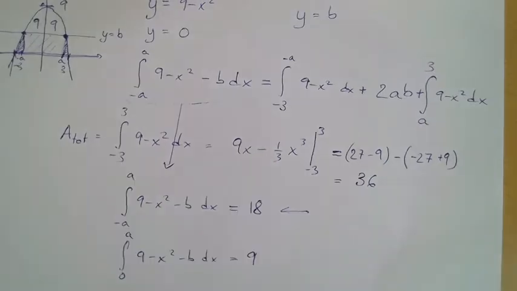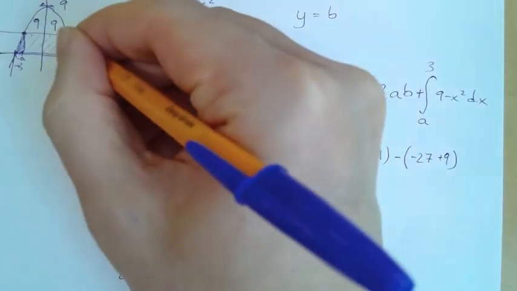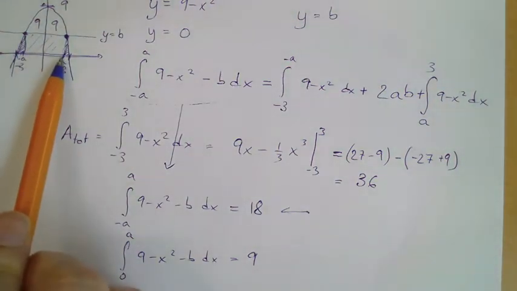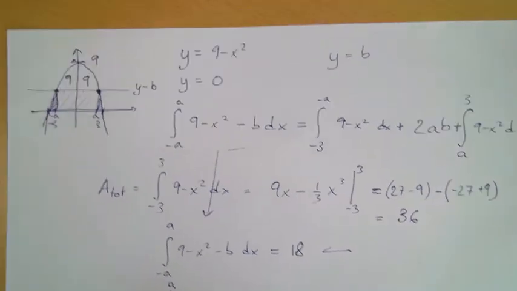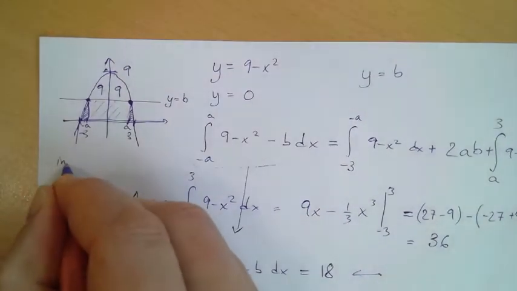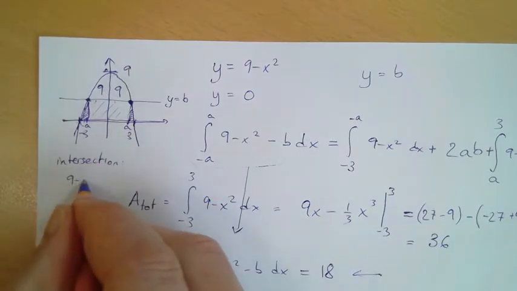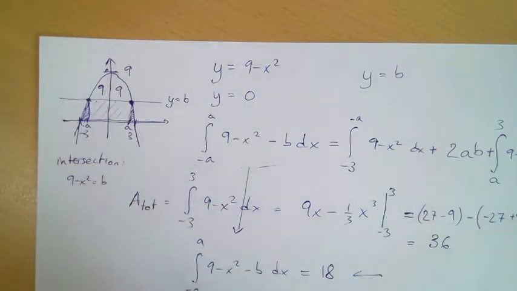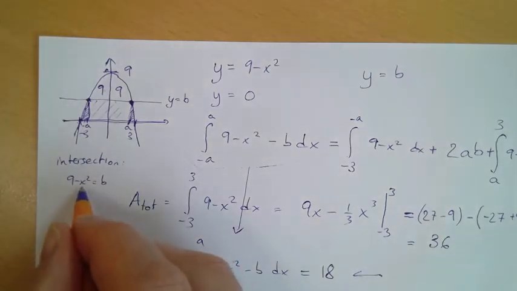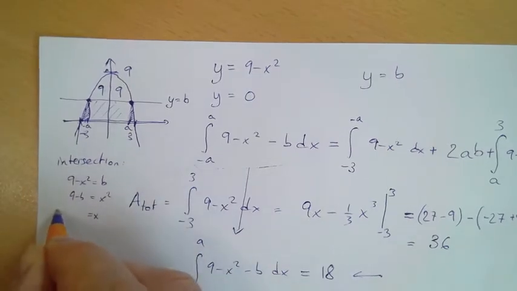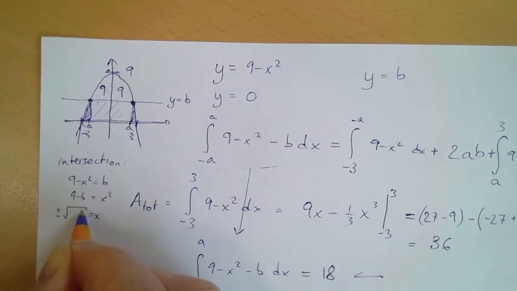Okay, at this point, it's going to be valuable to find what a is. a is the x value of the intersection of these two lines. So if we want to find the intersection, we set up 9 minus x squared equals b. And if we solve for x, we find x squared equals 9 minus b, so x equals plus or minus the square root of 9 minus b.